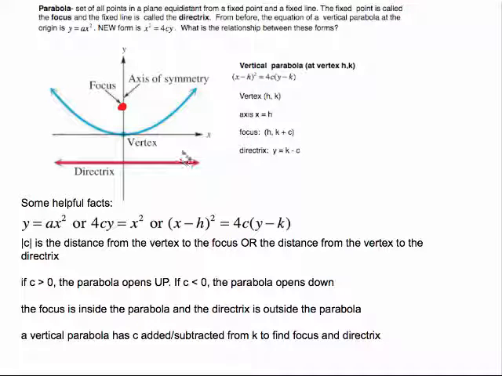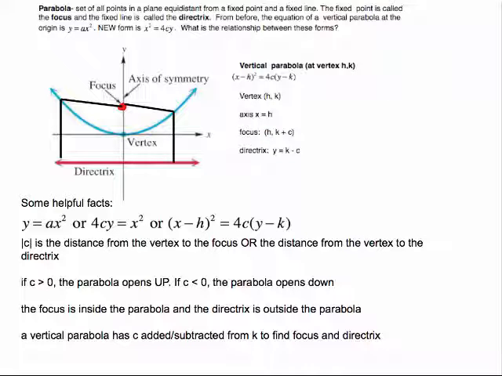So again, it is a set of all points in a plane equidistant from the fixed point and a fixed line. And what that means is if I draw from the focus to a point here, then that is equidistant from that same point down to the directrix for any point on the parabola. If I go over here and I go straight down, then those are equidistant.